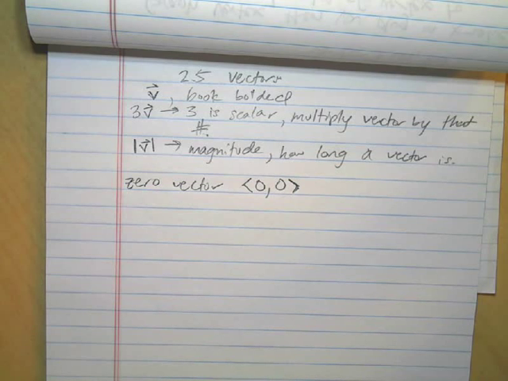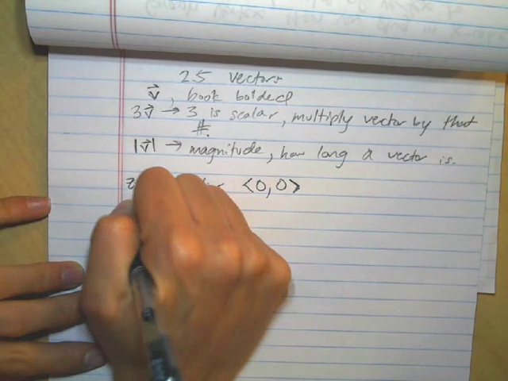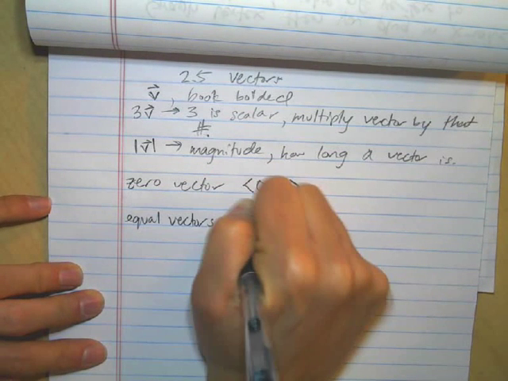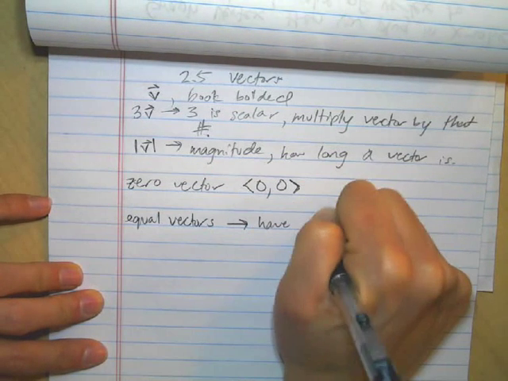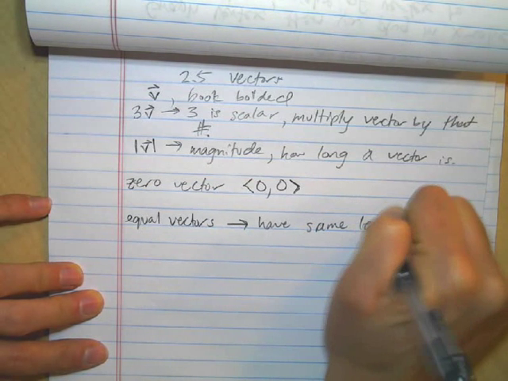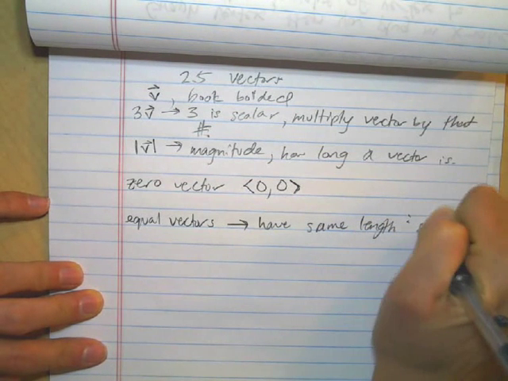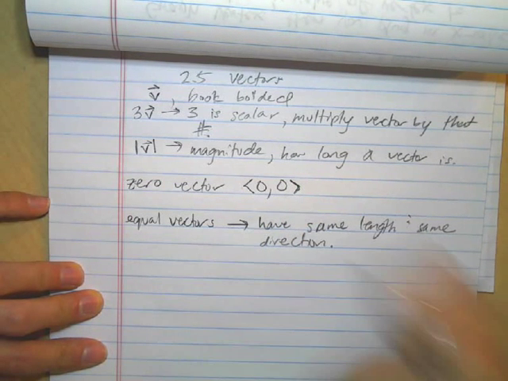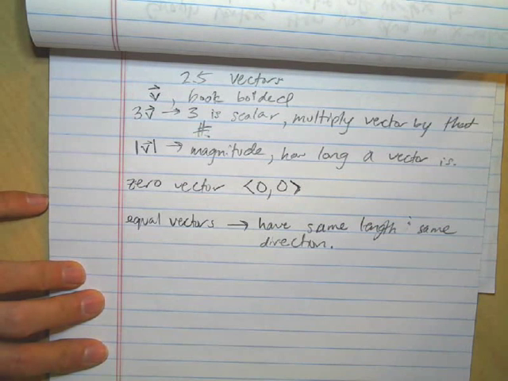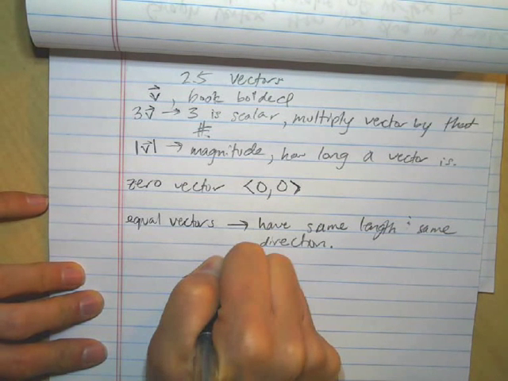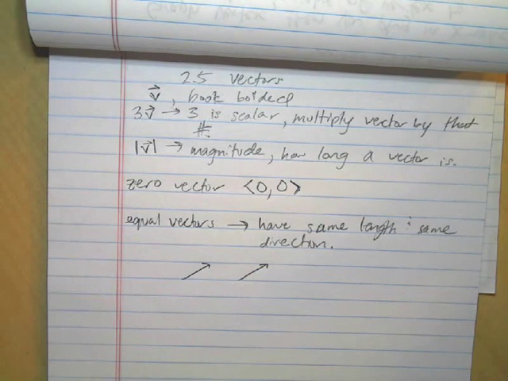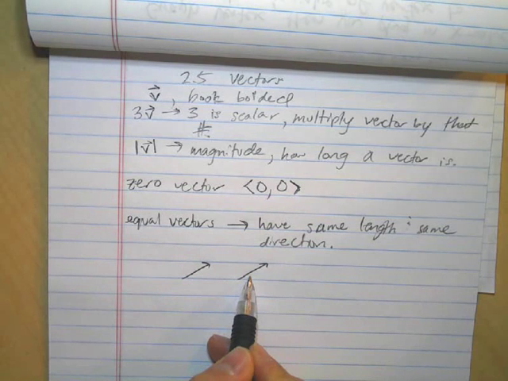When they say that 2 vectors are equal, equal vectors mean they have the same length and same direction. They don't have to start in the same spot though, so an equal vector would be like this is a vector going this way, this is a vector going this way. Even though they don't start in the same spot, they're the same length and the same direction, so they're equal vectors.